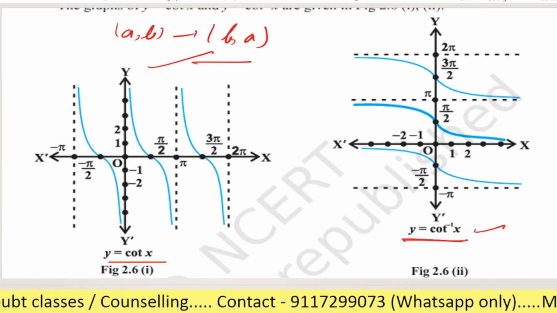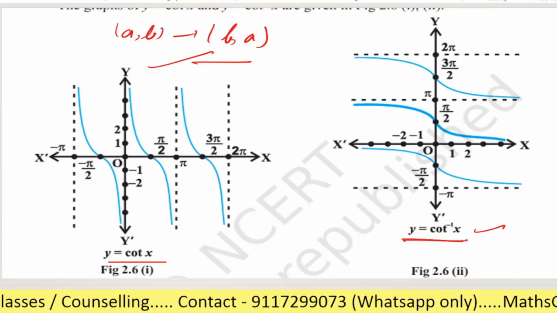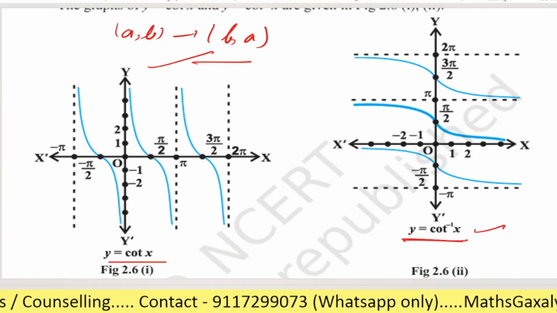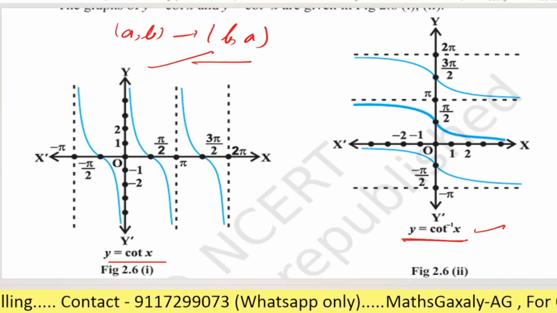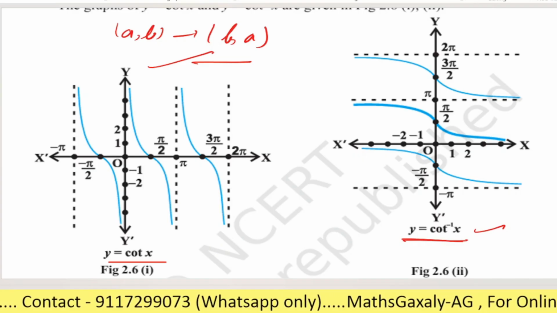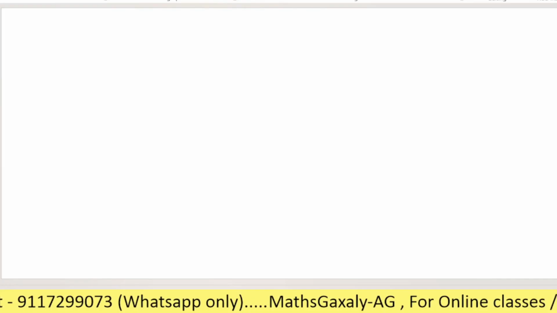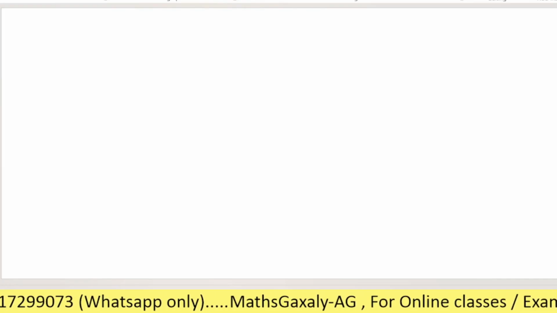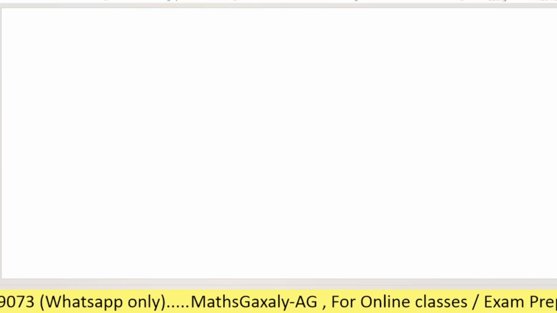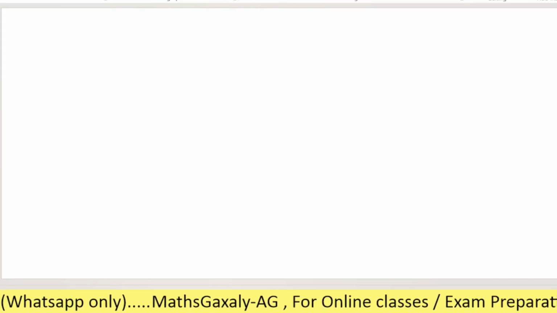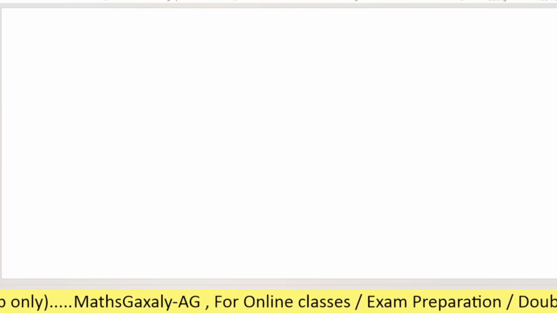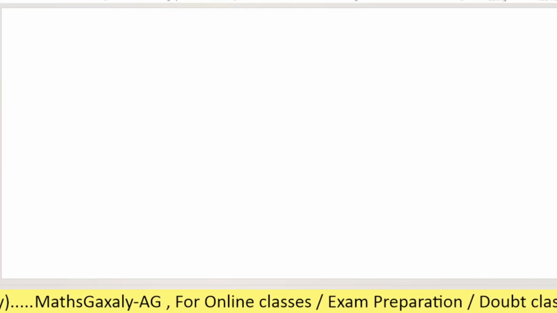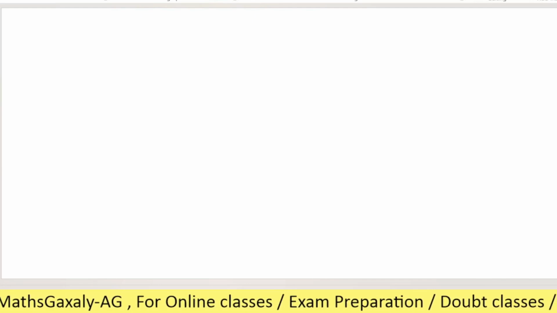Clear, sir. So now we have learned the graphs for all trigonometric functions and their inverse trigonometric functions. Now I will create a table that gives the inverse trigonometric functions with principal value branch, along with their domains and range. Is it clear now? Wait a minute.